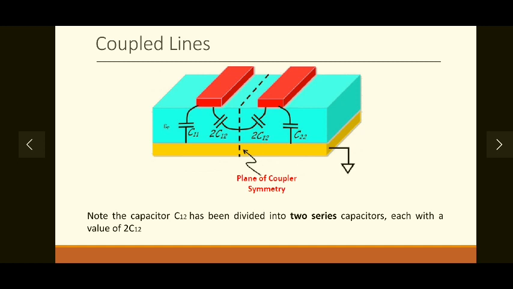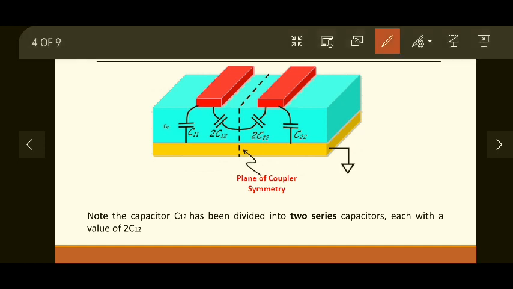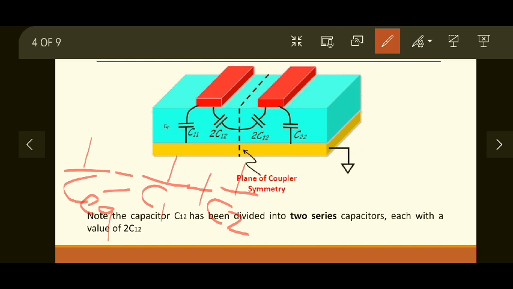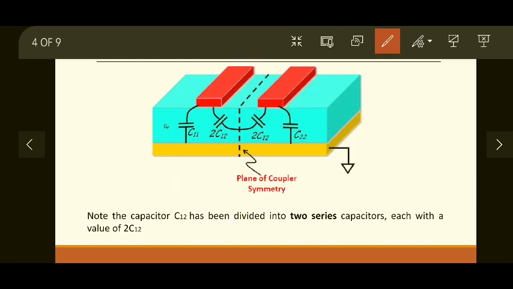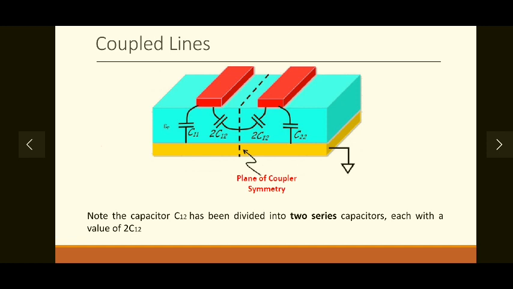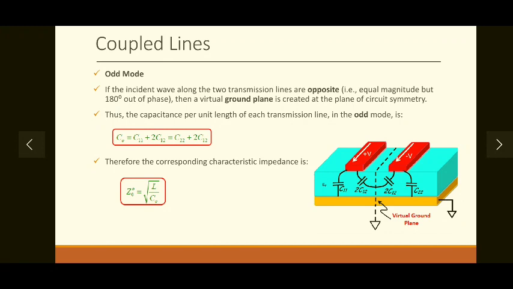Okay, these are capacitors. So we know the formula for equivalent capacitance: 1 upon C equivalent is 1 upon C1 plus 1 upon C2. So that's why 2C12 in series with 2C12 gives C12, because they are in series. Okay, so this is a general representation of how these are coupling the power or energy capacitively.